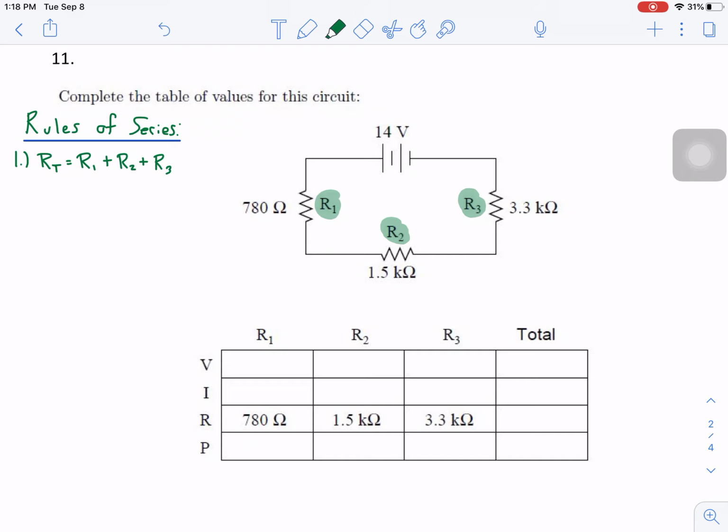That makes sense to a lot of students, but definitely something we don't want to take for granted because it's only applicable to series.